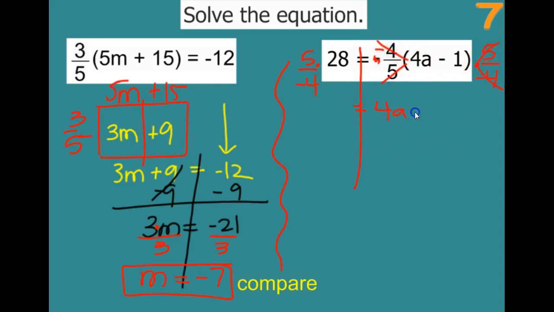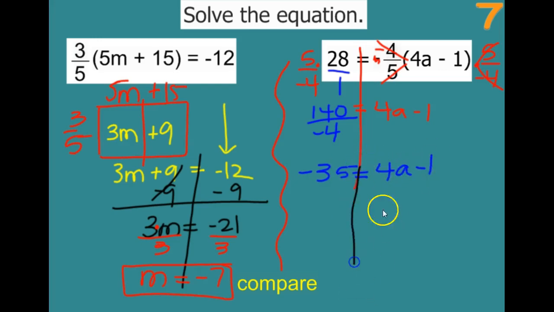So we have 4a minus 1 left over. Over here, this is really over 1. 5 times 28, I'm going to use my calculator. Gives me 140. On the bottom, 4 times 1 is 4, and it's a negative. So 140 divided by 4 gives me 35. So that's a negative 35.